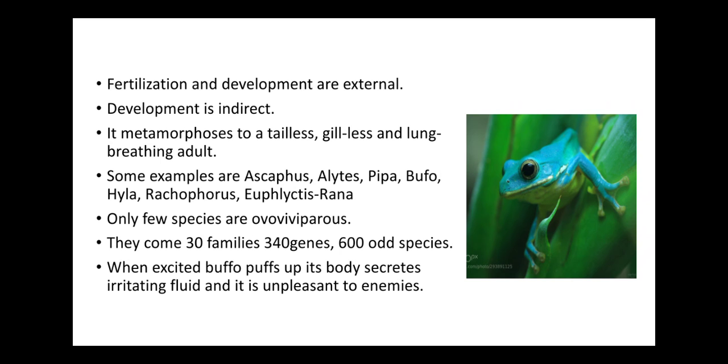Rana, Hyla, Rhacophorus, Pipa, and Bufo are some of the examples of order Anura. Only a few species are ovoviviparous. They comprise 30 families, 340 genera, and 600 odd species. When excited or alarmed, Bufo puffs up and its body secretes an irritating fluid, which is unpleasant to enemies.